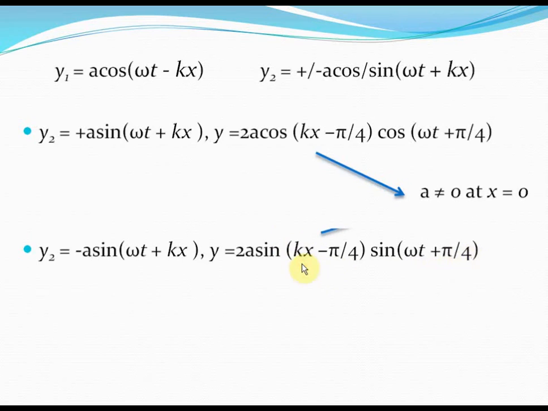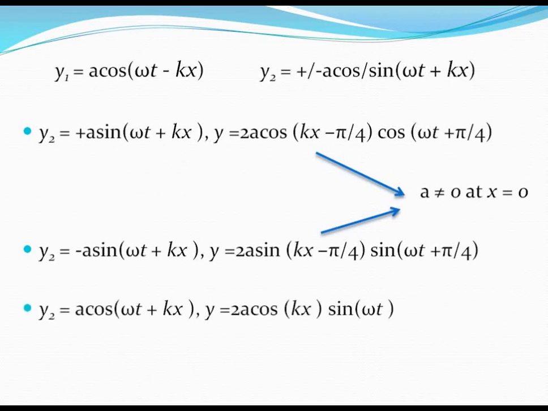However, will the amplitude be 0 in this case when x is 0? No, because when x is 0, the amplitude will be 2a sine minus pi by 4, which is clearly not 0. Therefore, there cannot be a node at x equal to 0. So we reject the possibility of having a sine function in the superimposed wave. Now let's see what will happen if we consider y2 to be equal to a cos omega t plus kx.